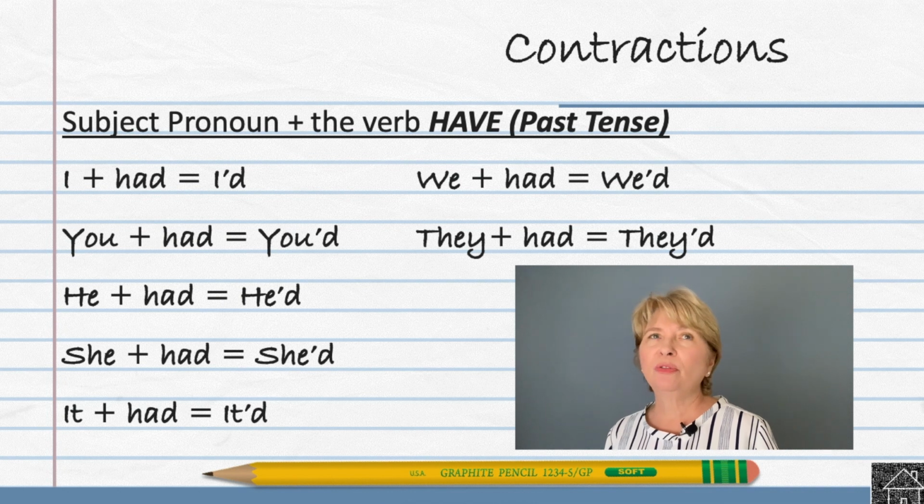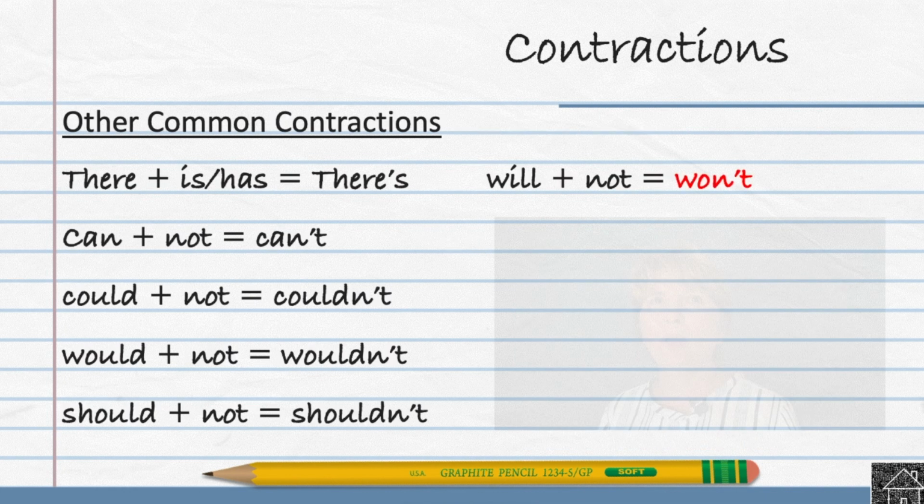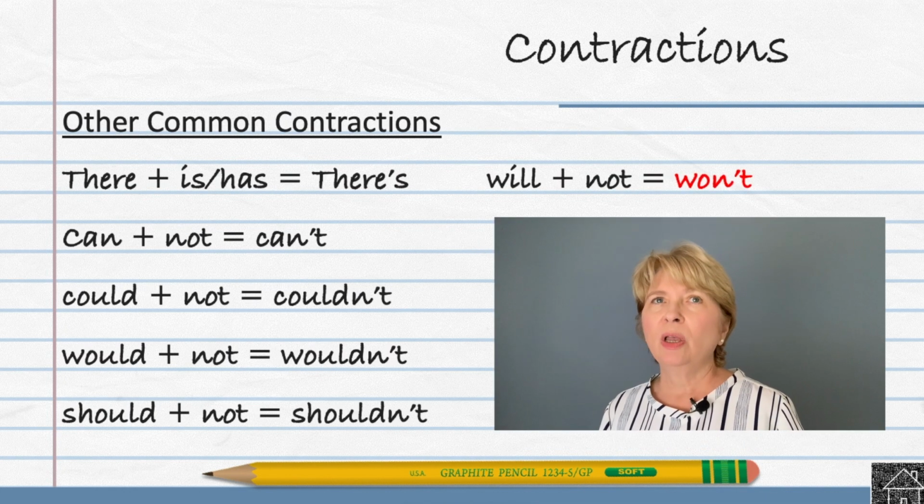I have to mention before I leave this one that a pronoun plus had is going to sound exactly the same as a pronoun plus would. So, I'd can mean I had, or it can mean I would. It's the same for all of them. There are many other contractions, but these are some very common ones.